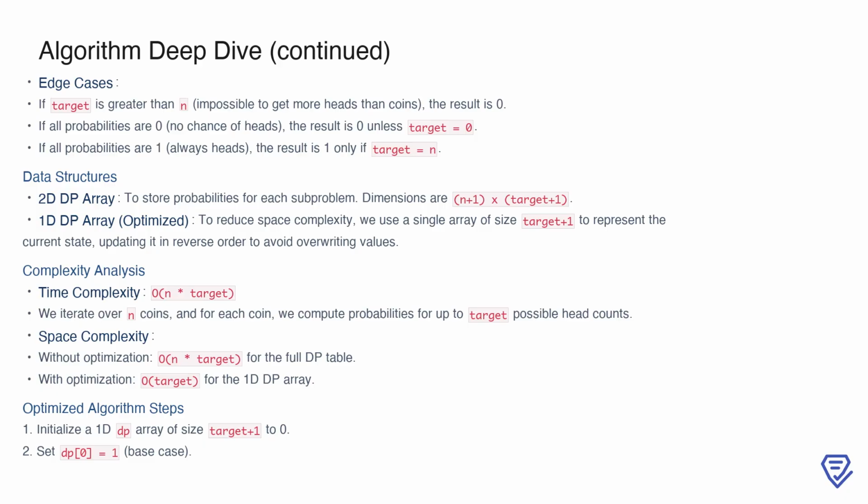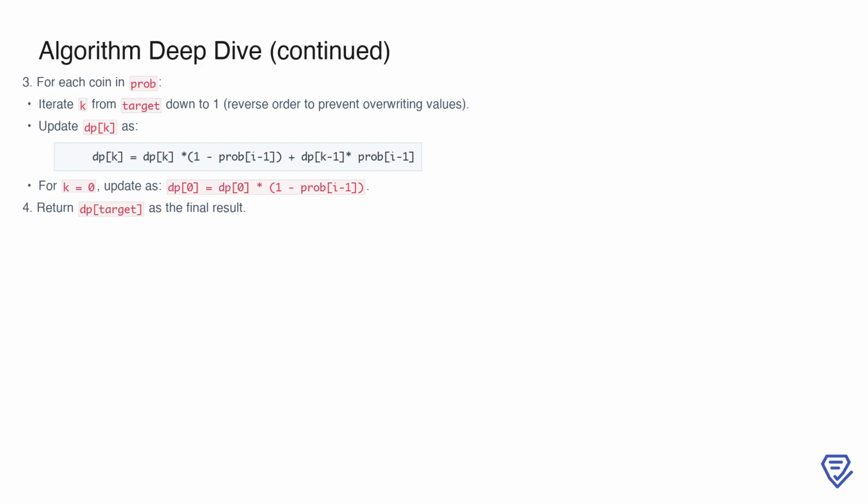For space, the unoptimized version requires O(n * target), while the optimized version reduces this to O(target) by maintaining only the current state. To fully implement the space-optimized version of the algorithm, we start by initializing a 1D DP array of size target + 1 with all values set to 0, except for dp[0], which is set to 1 as our base case. Then, for each coin in the prob array, we iterate over the possible head counts in reverse order, from target down to 1.